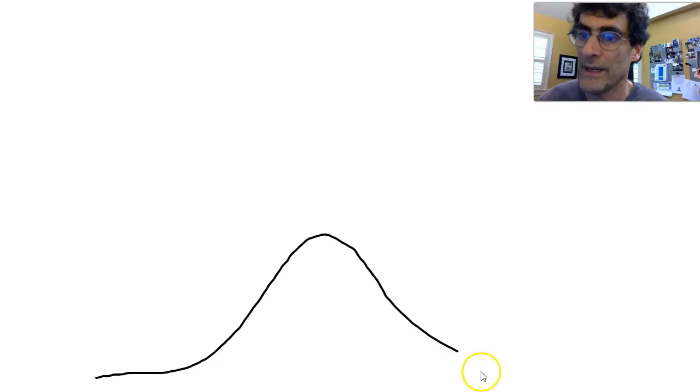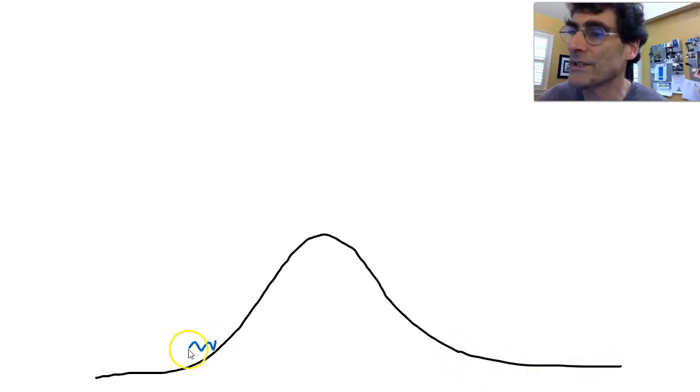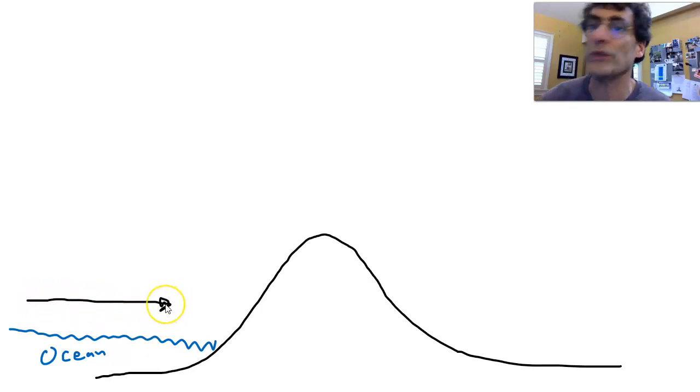All right, here's a mountain. But there's a few things. This mountain has to be next to the ocean. All right, so here's the ocean. And you have to have the wind coming from the ocean going to the mountain.